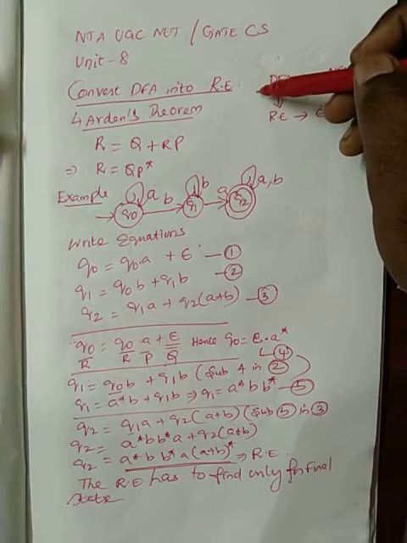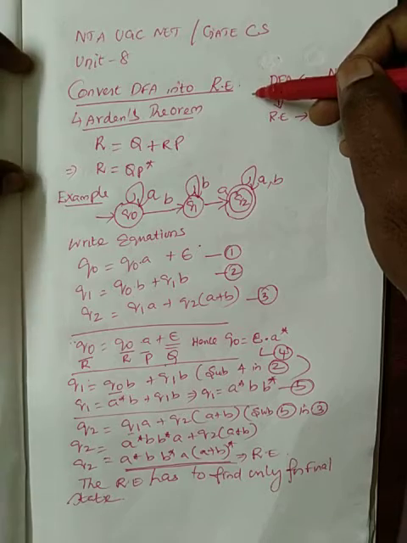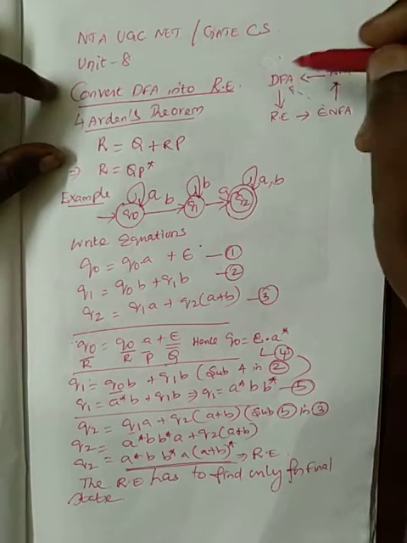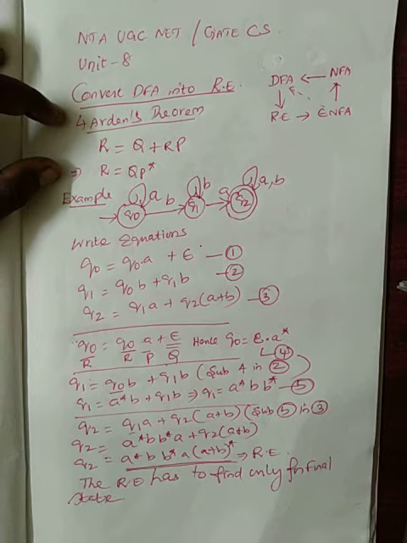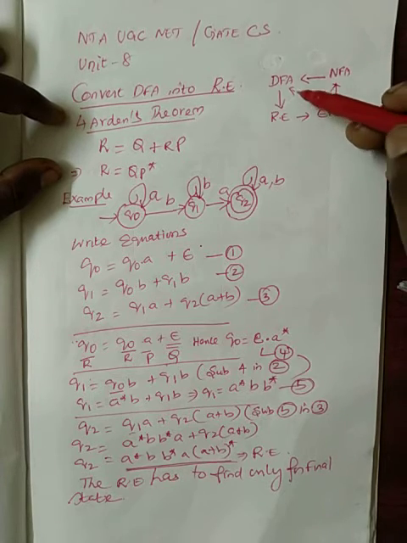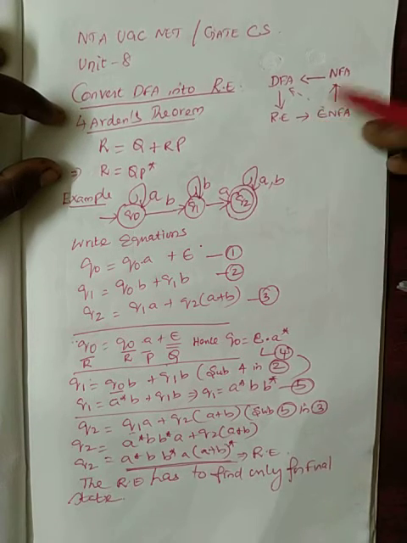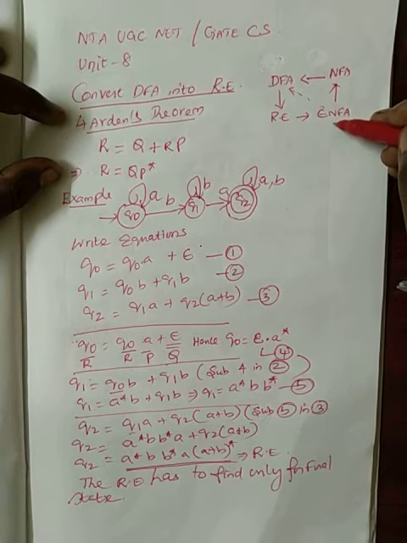Today I'll be taking another important concept as well as problem conversion in TOC: convert DFA into regular expression. Before that, I want to explain that in finite automata we have four terminologies: DFA, NFA, regular expression, and epsilon NFA. There is a relationship between all four.